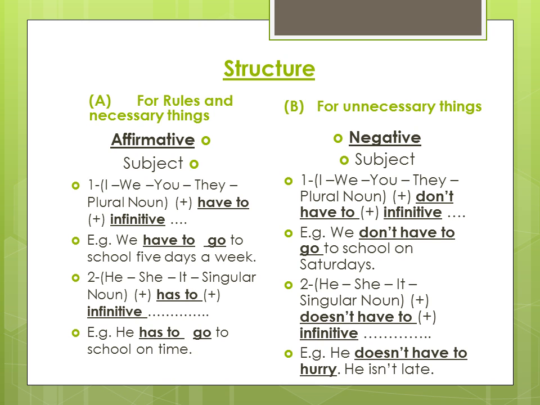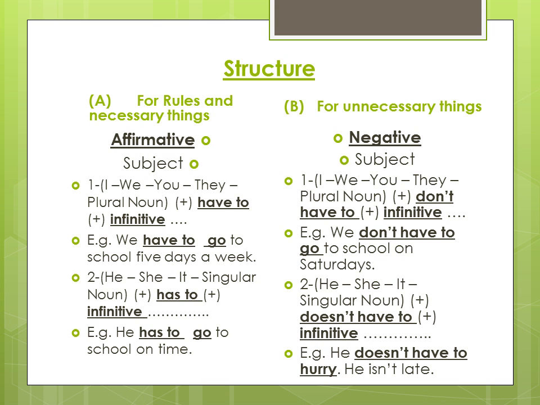Number 1. When we have I, we, you, they, or a plural noun يعني اسم جمع as a subject كفاعل at the very beginning of the sentence في بداية الجملة, we use have to plus infinitive. And infinitive means مصدر الفعل. مصدر الفعل means the verb without any addition or change. الفعل بدون أي تغيير أو إضافة.